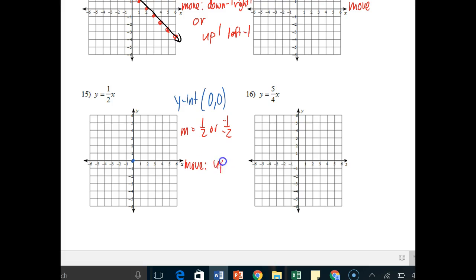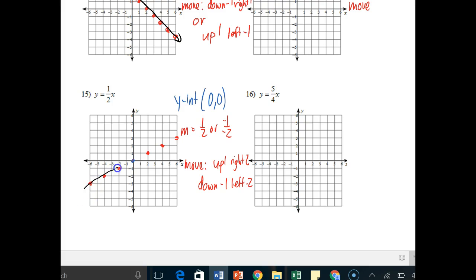I move up 1, right 2, or left -1. Oops, messed that up. Sorry about that. Down -1 and left -2, right? The rise always comes first when doing the slope. So up 1, right 2. Up 1, right 2. Up 1, right 2. Or down 1, left 2. Down 1, left 2. Down 1, left 2.